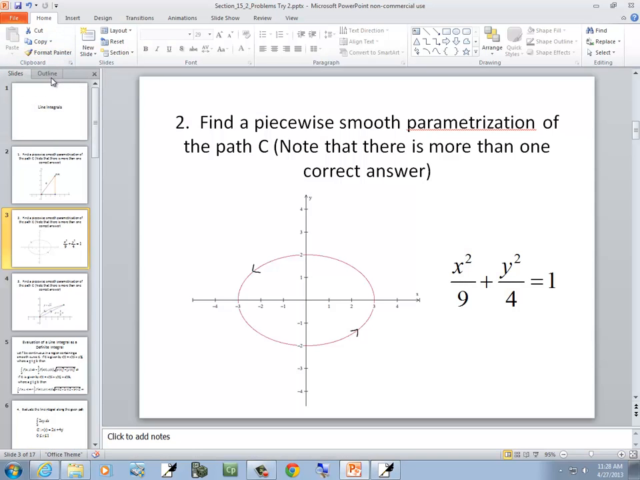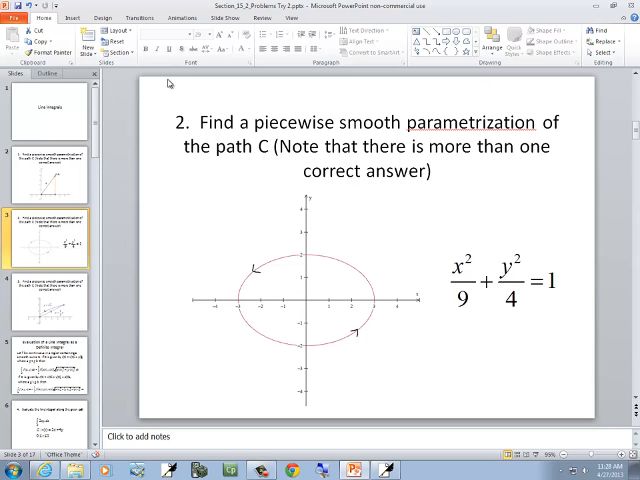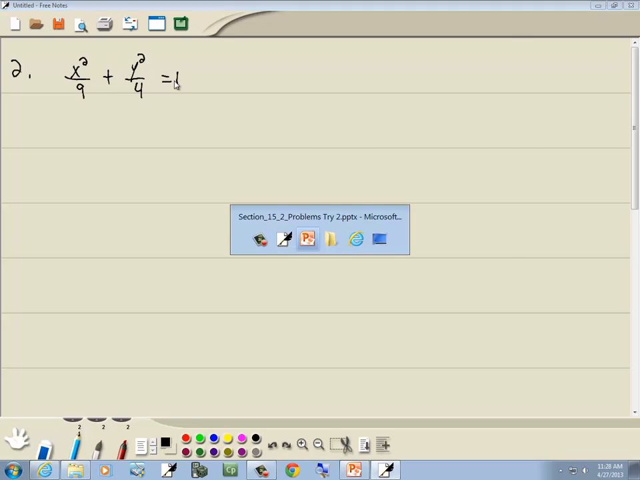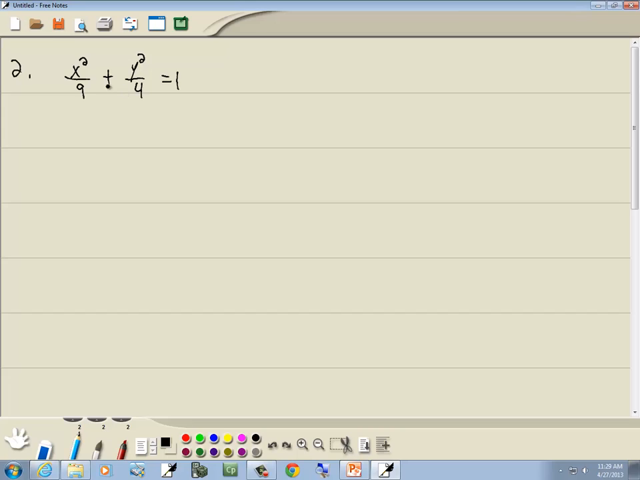Find a piecewise smooth parameterization of the path, and we got x squared over 9 plus y squared over 4 is equal to 1. And you see the order is going here. We'll come back to that. First off, if you end up having an x squared and a y squared in here, what you try to do is you try to see if you can write it as a circle of radius 1. And you're sitting there scratching your head. Well, what do you mean? It's an ellipse. We can look at it and see that.